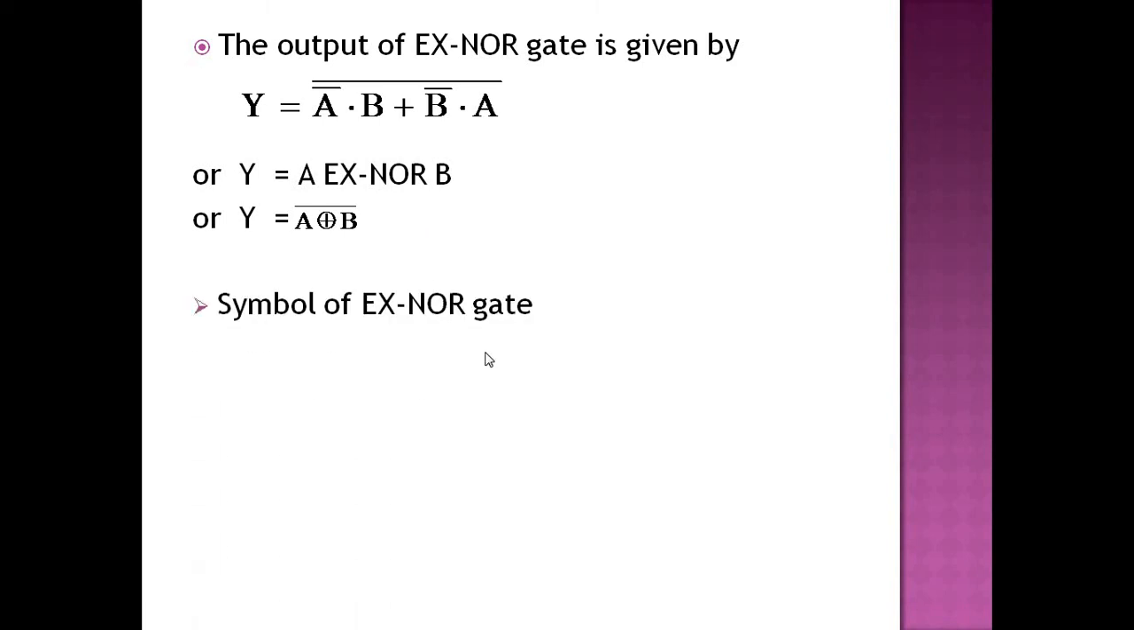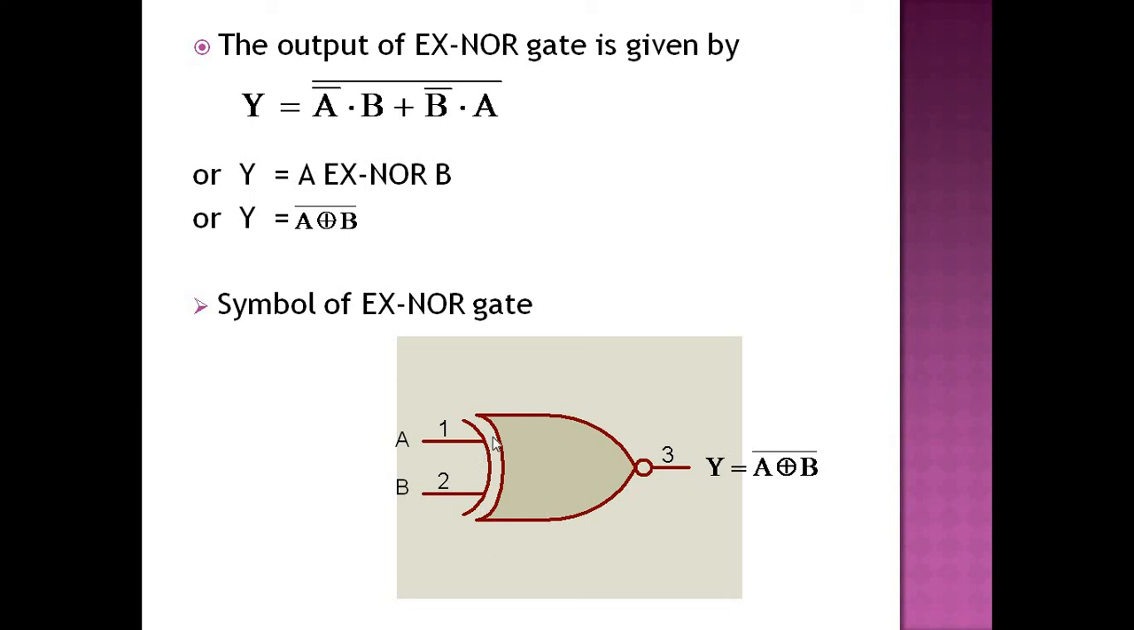The symbol of the XNOR gate is shown in the following figure. So it shows that it is the complement of the exclusive OR gate. This bubble indicates that it is the complement representation. It has two inputs A and B and only one output y is equal to (A exclusive OR B) total complement.